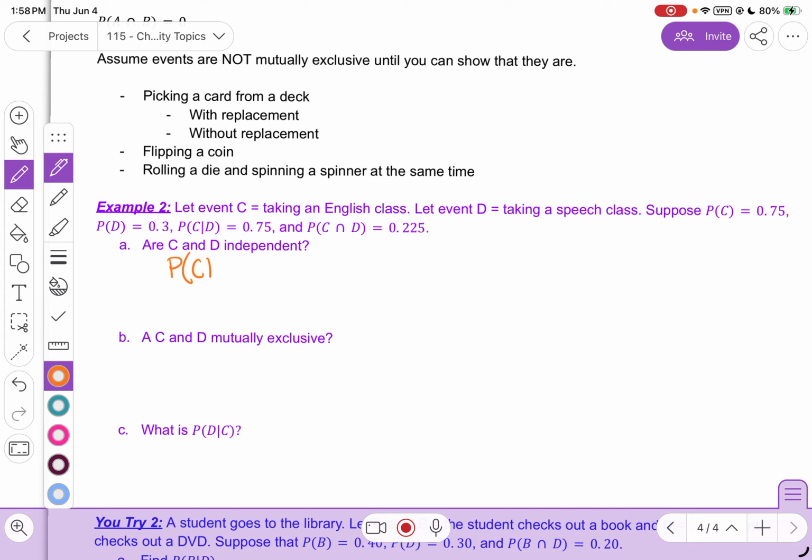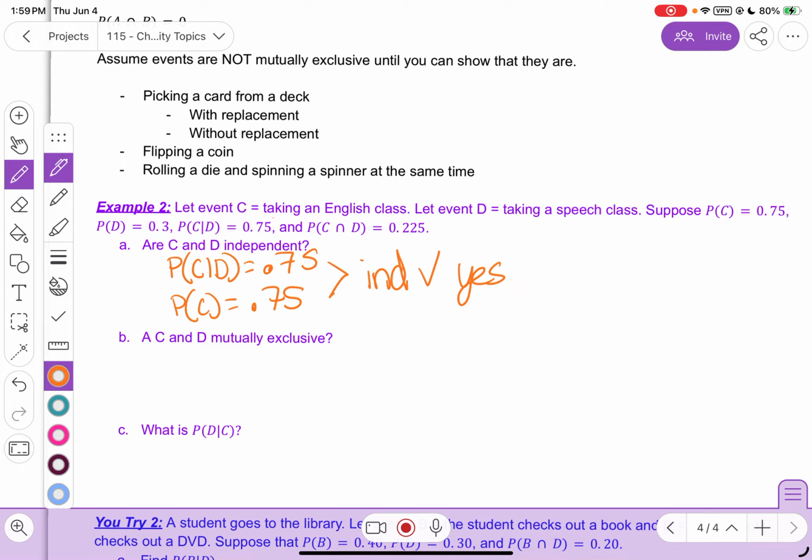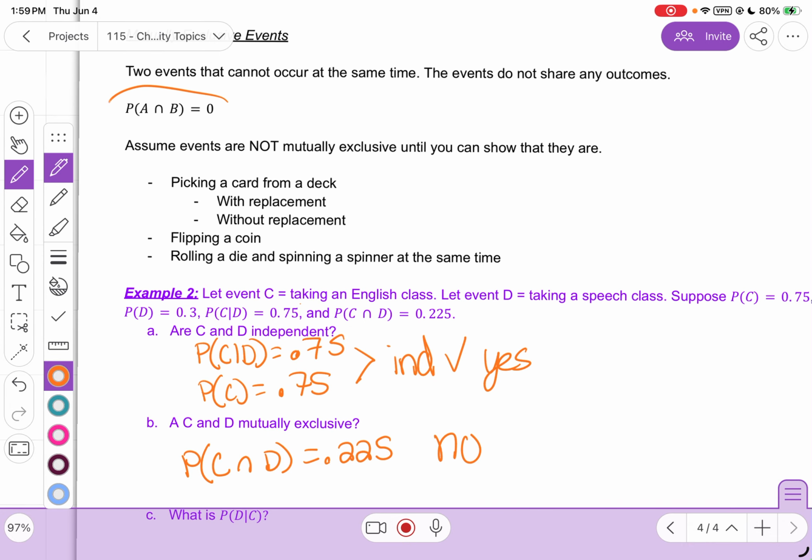So we're going to compare probability of C given D to the probability of C. So C given D is 0.75. They tell us that right here. Probability of C is 0.75. Those are the same, so it's independent. Yes. Mutually exclusive. So probability of C and D is 0.225. Is that 0? No. So they are not mutually exclusive because that's the definition we got right up here.